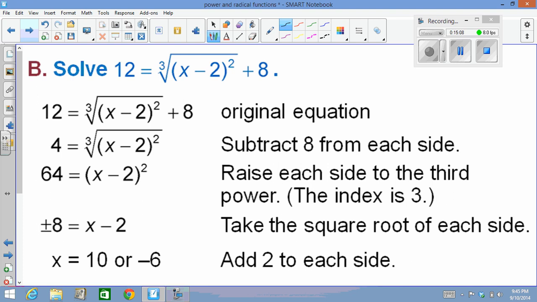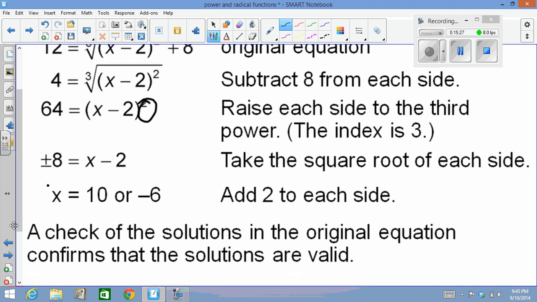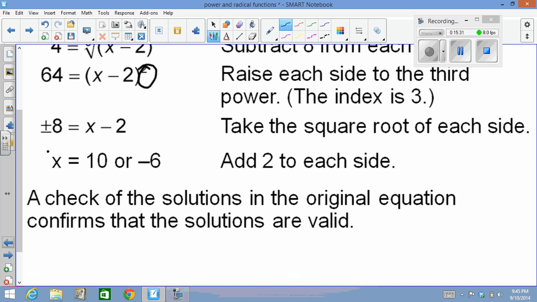In order to get rid of that exponent of 2, I'm going to take the square root of both sides. When I take the square root, remember I have to have a plus or a minus because it could be positive 8 or it could be negative 8. And then from there I would solve. So I get two answers again, x equals 10 and x equals 2. But then I need to verify to see if they're going to work. When I plug them back in, I can see that both of them do work, and 2 solutions are our answer.